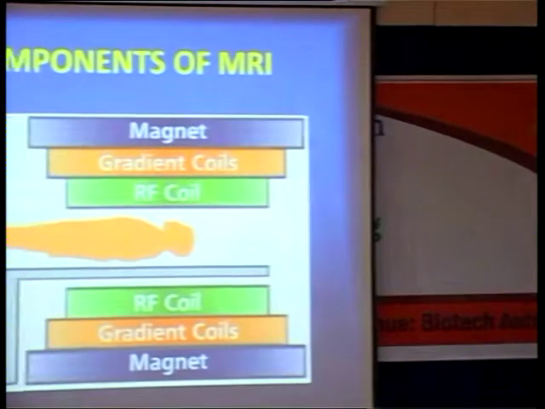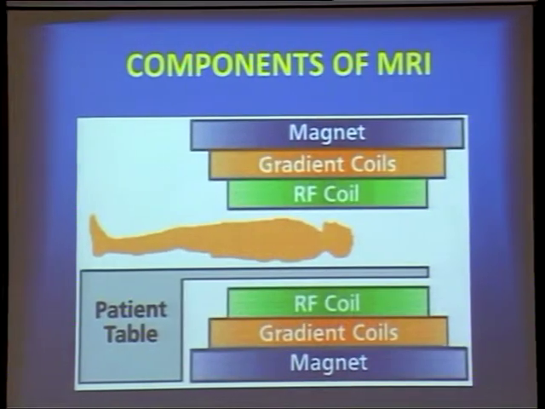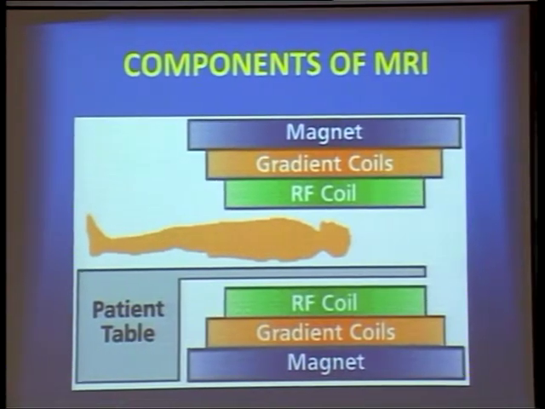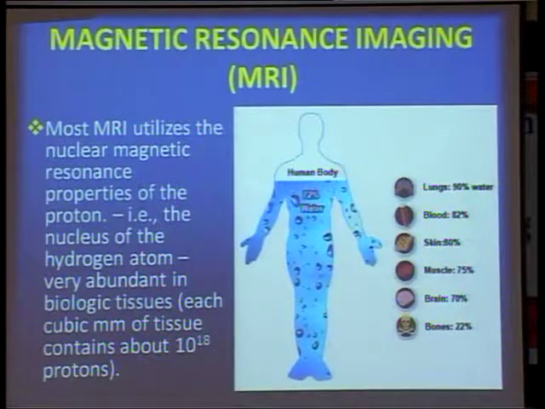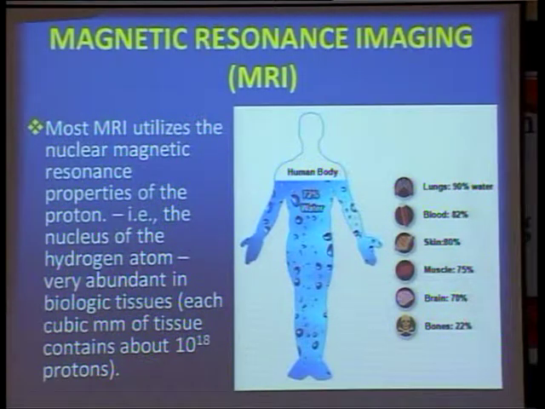Next one. Now you are able to see the magnet, gradient coil, RF coil. Similarly in MR resonance, the body contains more than 80% protons. Among this, the properties of the proton matter. This proton has a nucleus, which has an affinity towards the magnet. I don't want to go into detailed discussion. Next one.